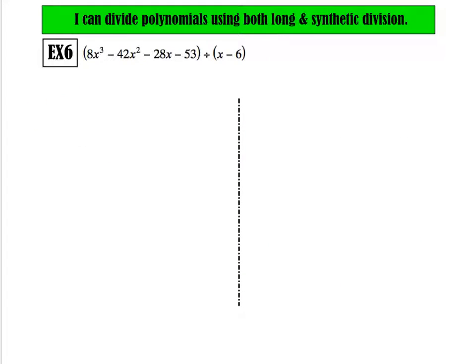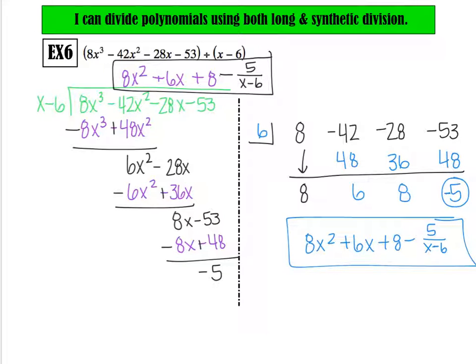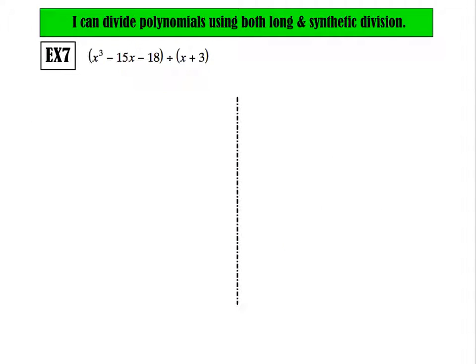Alright, we have 2 more examples left, so go ahead and pause the video and work through example 6, and let's see if you got it. Alright, so hopefully when you solved it out, you ended up with 8x squared plus 6x plus 8 minus 5 over x minus 6. If you got that, you can go ahead to the last problem. If you didn't, then pause the video and look through my work and see if you can find where you went astray, and make note of any questions or points of confusion that you might have. Alright, this is our final example. Go ahead and pause the video and work it out on your own.